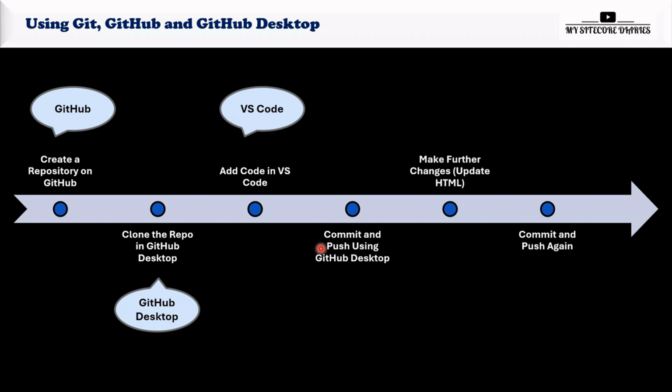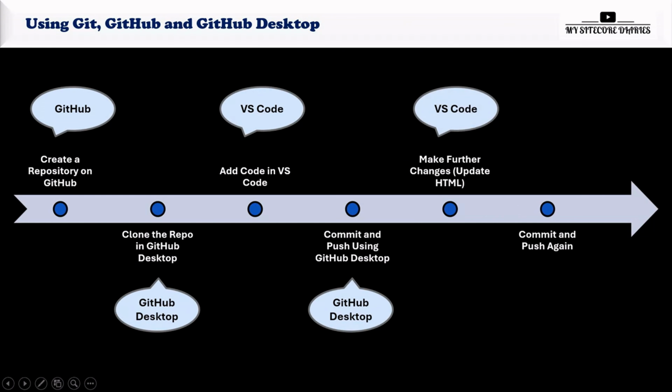The fourth step is to commit and push using GitHub Desktop. After writing code, we save a snapshot of our work called a commit and push it to GitHub. This way our work is backed up online. Step five is, if there are any changes you want to make, make further changes in your code. You can go back, update your HTML or CSS, fix bugs or add features, whatever you want to do.